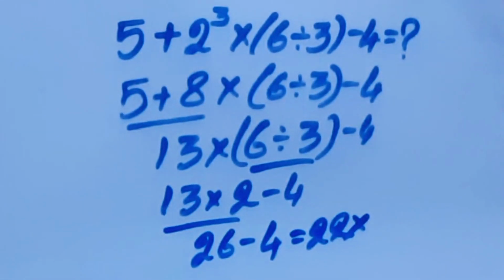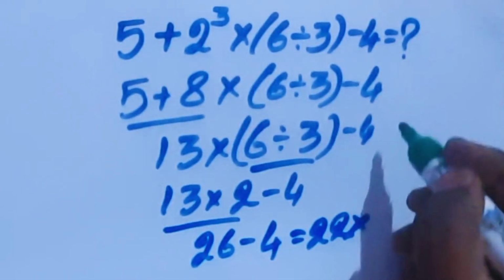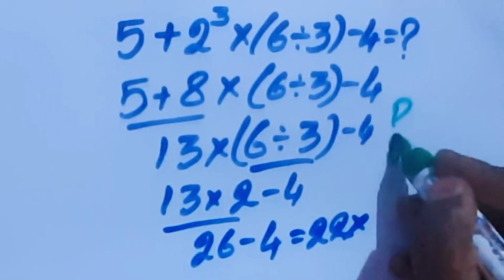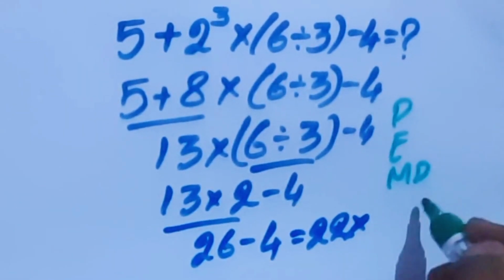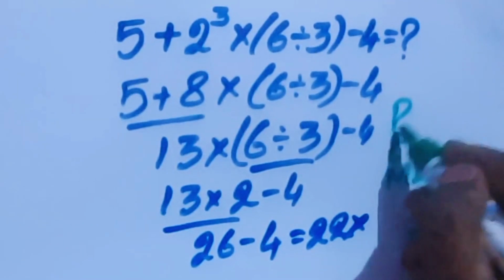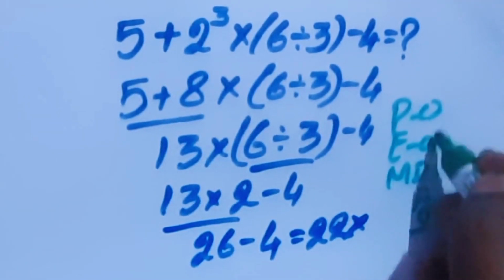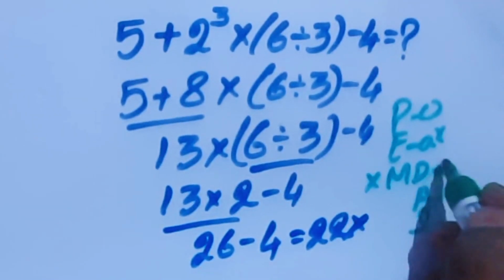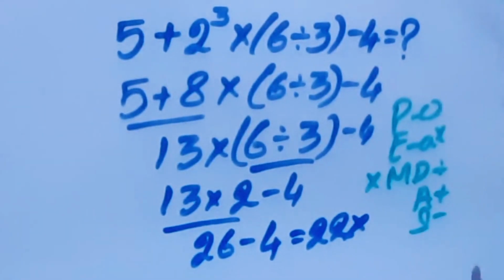As per this order of operation, this 22 is the wrong answer. Here we are going to introduce this PEMDAS rule from order of operation. This is a bracket, higher priority. This is the exponent. M stands for multiplication, D stands for division, A stands for addition, S stands for subtraction.